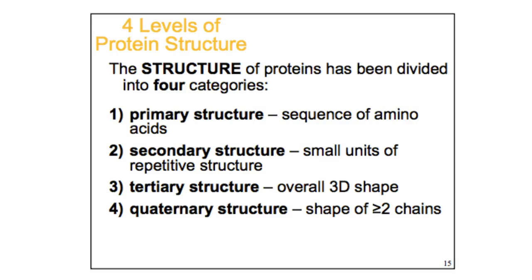The first level is the primary structure, which is the sequence of the amino acids. And then we have a building block to get to the secondary structure, which is small units of that repetitive sequence of amino acids. And then that is the building block for the tertiary structure, which gives it its overall 3D shape. And then from there, you build up to a quaternary structure, which is more than 2 polypeptides.